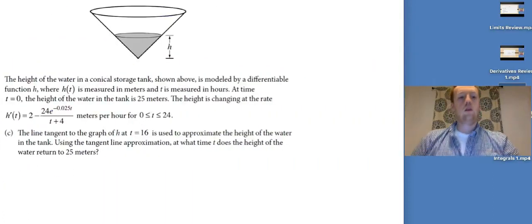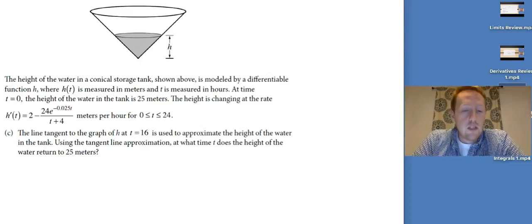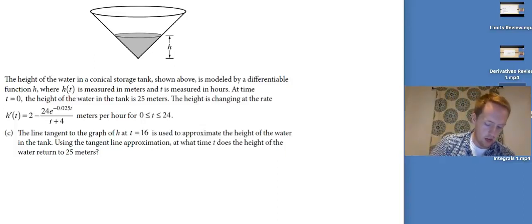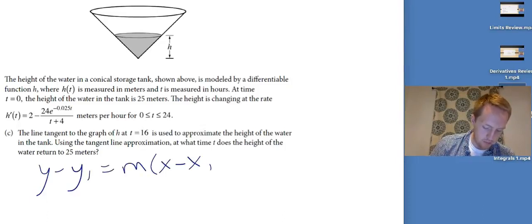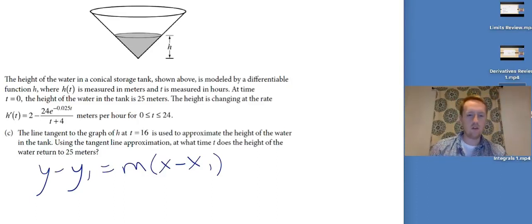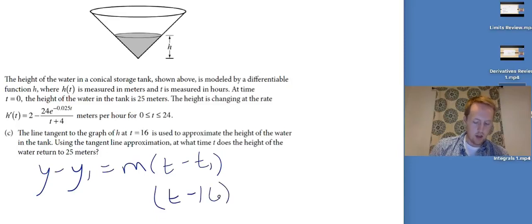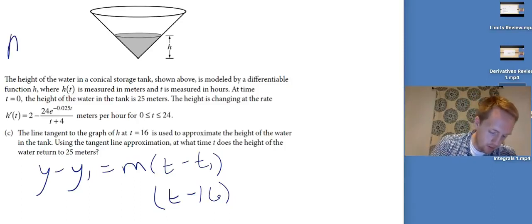Cool. Now, the line tangent to the graph of h at t equals 16 is used to approximate the height of the water in the tank. Using the tangent line approximation, at what time t does the height of the water return to 25 meters? Well, I know I need y minus y1 equals m, x minus x1. Well, really this should be t's, right? Because this is all in terms of time, not x. So let's make sure I use the right variable. The t1 they gave us is just 16. So t minus 16.